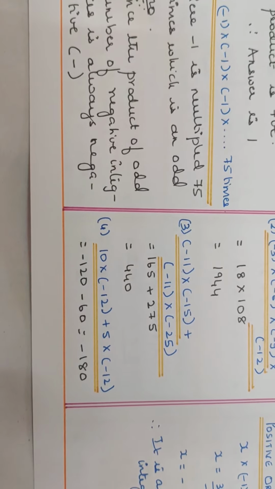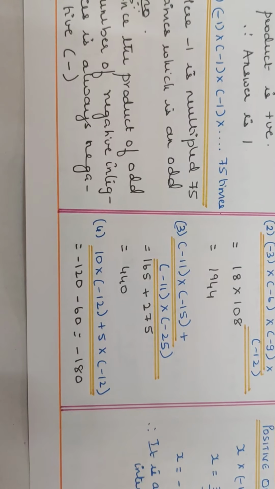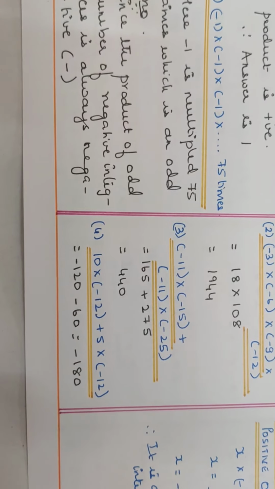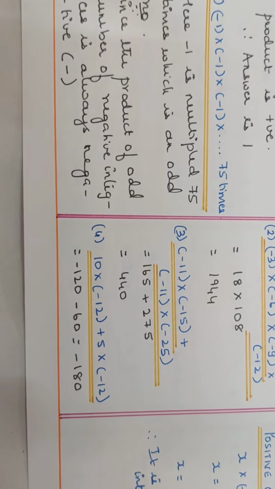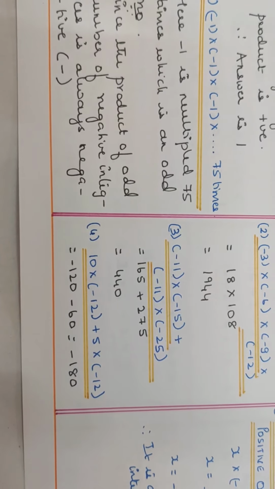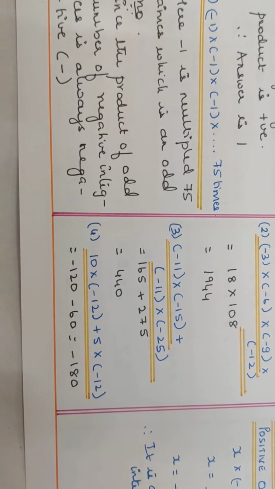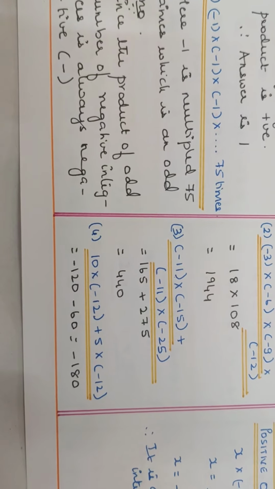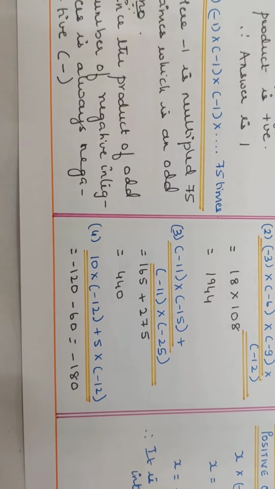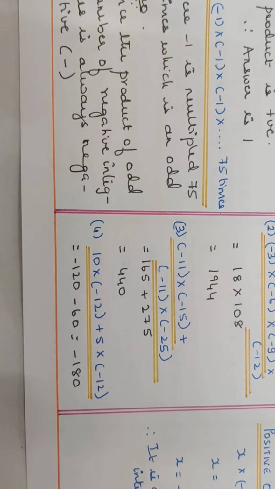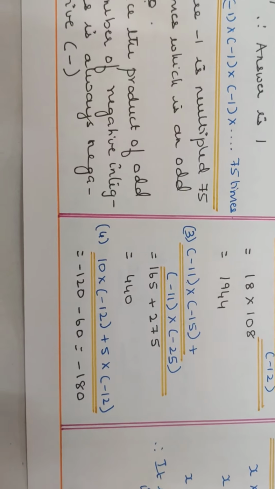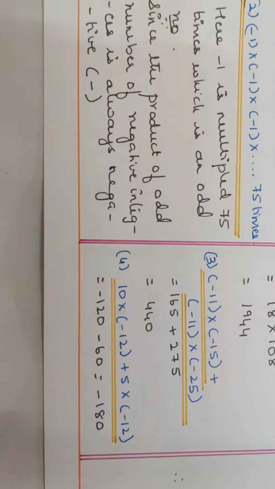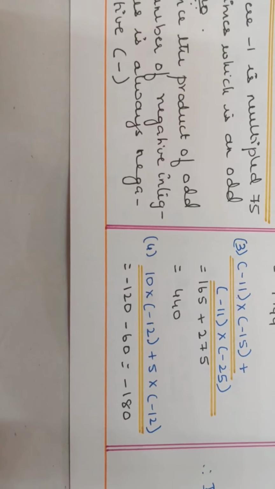Minus 11 into minus 15 plus minus 11 into minus 25. Minus into minus is plus, 11 into 15 is 165. Next one is minus 11 into minus 25. So minus into minus is plus, 11 into 25 is 275. Therefore, when you add 165 plus 275, you get the answer as 440. So very simple, isn't it? Let's move on to the last sum in this evaluate exercise.